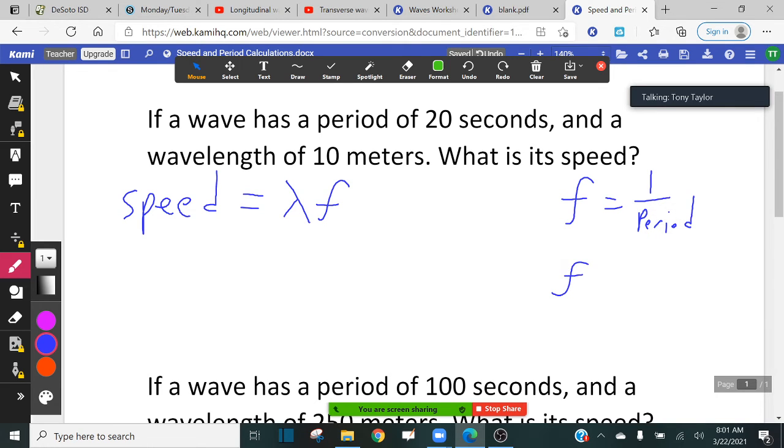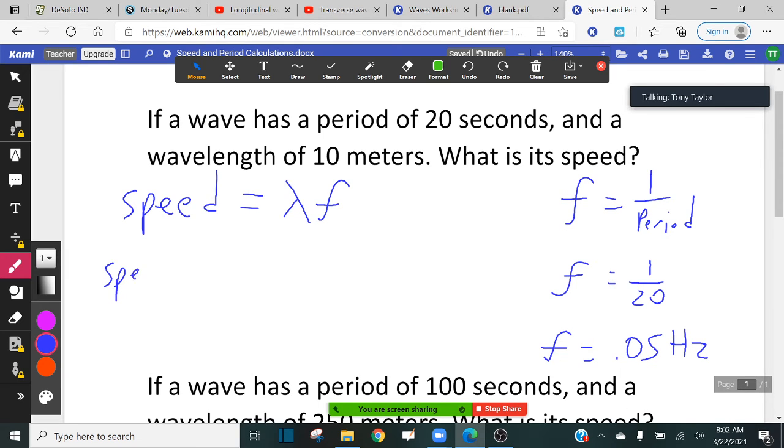So if I want to find my frequency, I'm just going to do 1 divided by 20 here. Well, what is 1 divided by 20? That is 0.05. So my frequency here is 0.05 hertz. Okay. So now that I have my frequency, I can just plug into this equation to find the speed of the wave, or its velocity.